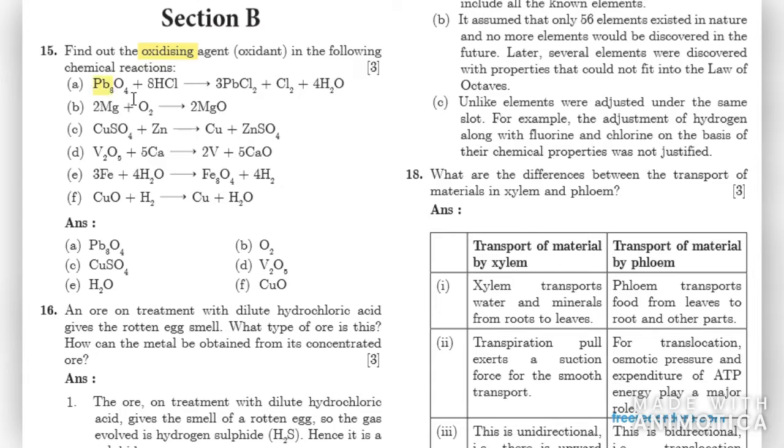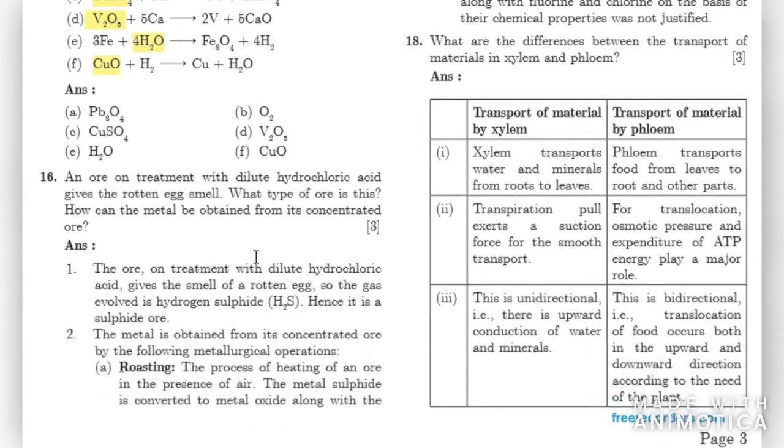So in the first one it is Pb3O4, in the second one it is oxygen, in the third one it is copper sulfate, in the fourth one it is vanadium oxide, then it is H2O in the E part, then in F it is copper oxide. So the oxidizing agent, remember, has oxygen with it, carries oxygen with it, and is on the reactant side. So moving on to the next.